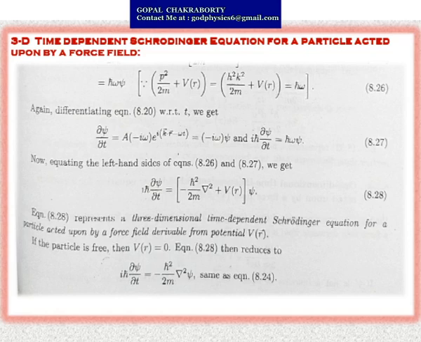If the particle is free, then V equals 0. That will again reduce to our previous derivation: i h cut del psi del t equals minus h cut square by 2m into grad square psi. So these are your three-dimensional time-dependent Schrodinger equations for a particle acted upon by a force field.